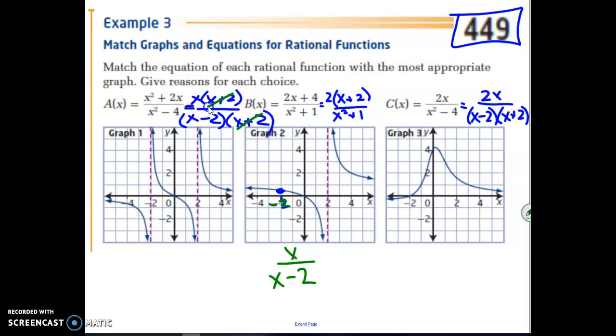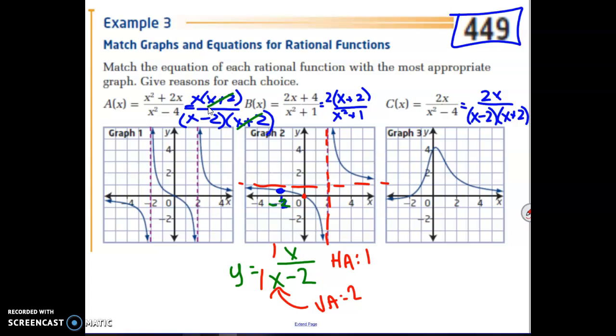So now I see that all my other information comes from the graph left over once the hole has been removed. So when I look at this, I see that I have a vertical asymptote at 2. I see that I have a horizontal asymptote at 1. The y-intercept would be 0, and the x-intercept would be 0 as well. So all of my other information comes from the graph that's left over after the hole has been divided out.